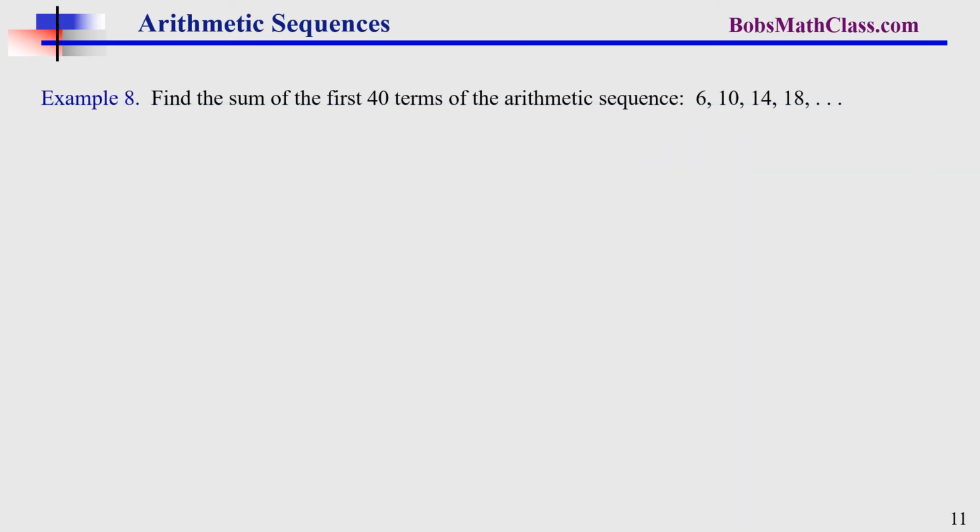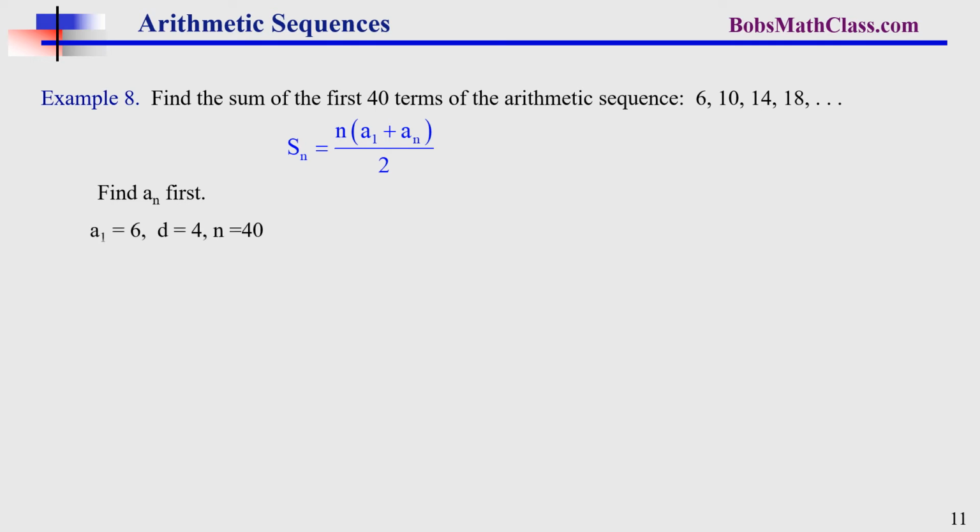Okay, find the first 40 terms of the arithmetic sequence 6, 10, 14, 18. So here's our formula. We know what n is. N is 40. We know what a1 is. a1 is 6. That's the first term. What we don't know is what the last term is, a sub n. So we're going to find that first.